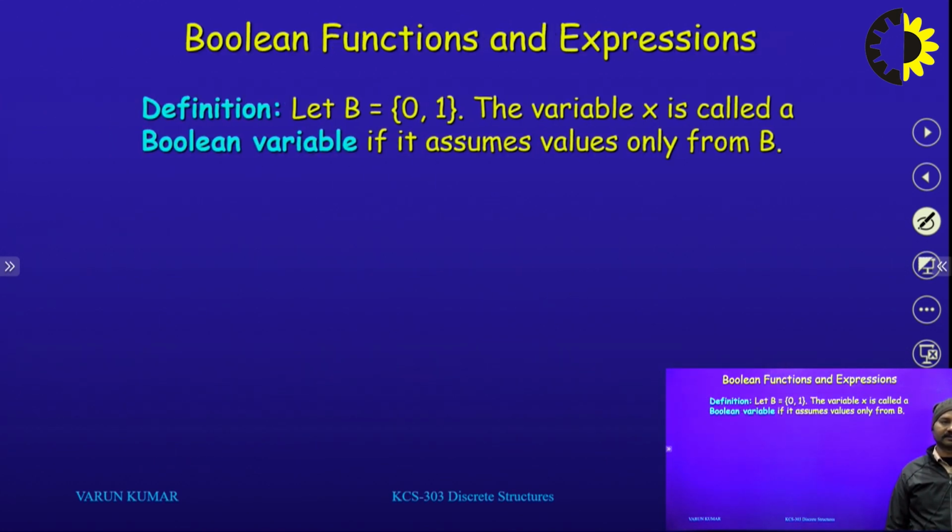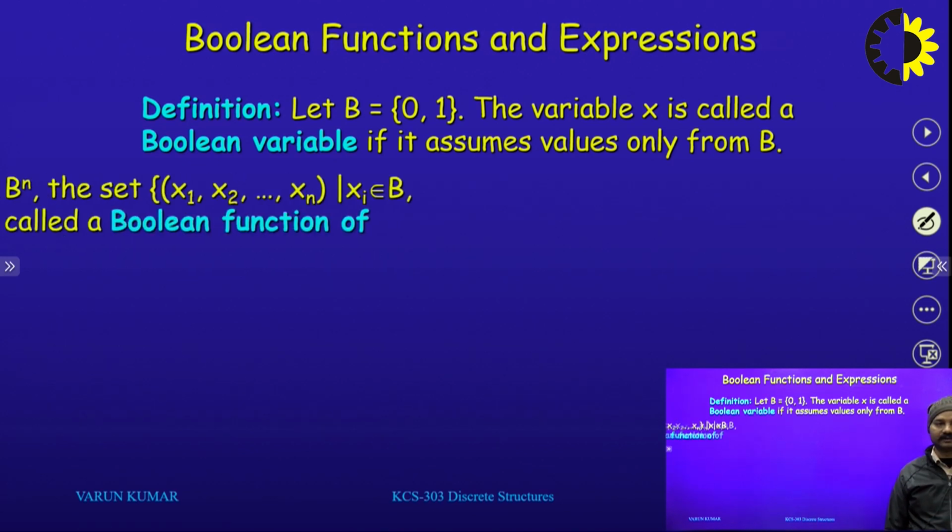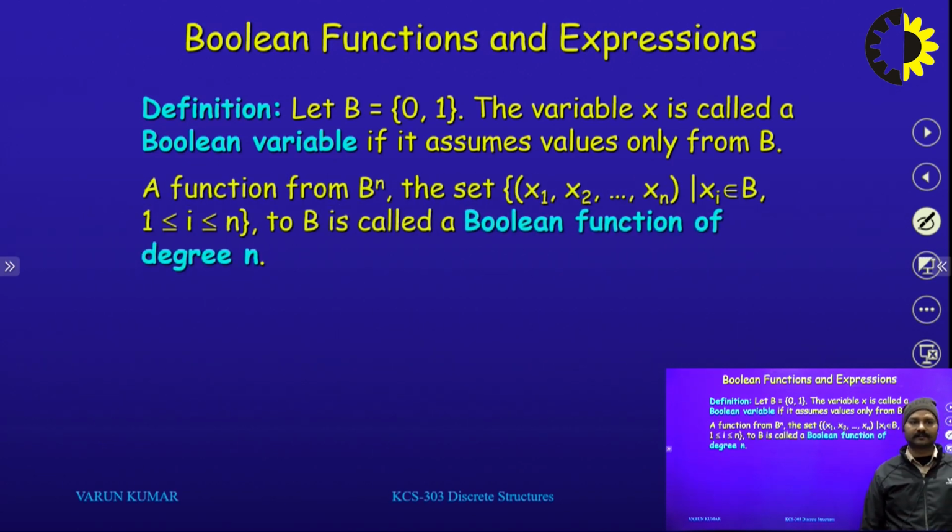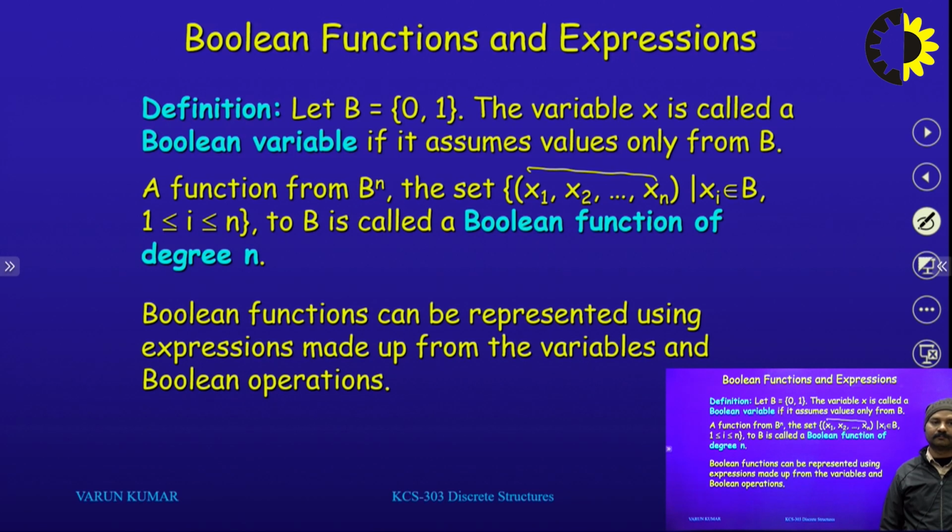These are the Boolean functions. We consider B as the set of 0 and 1, and variable x is called a Boolean variable if it assumes values only from B. A function from B to the power n is of degree n. The number of literals or variables present in that particular function is called the degree. A Boolean function can be represented using expressions made up from variables and Boolean operations like complement and OR.